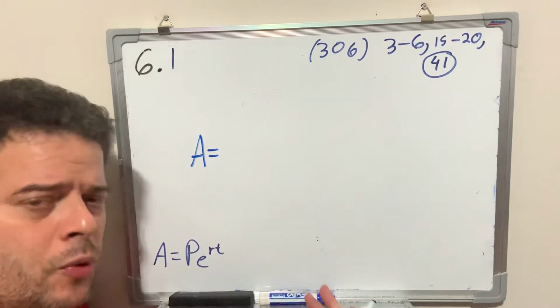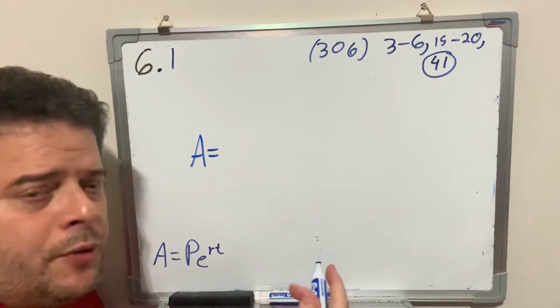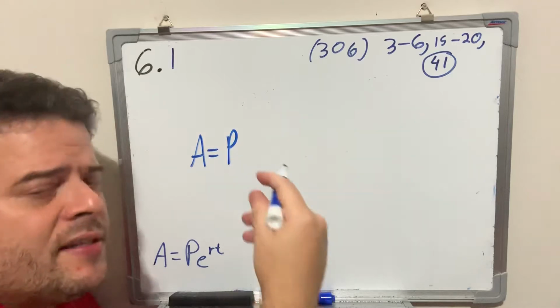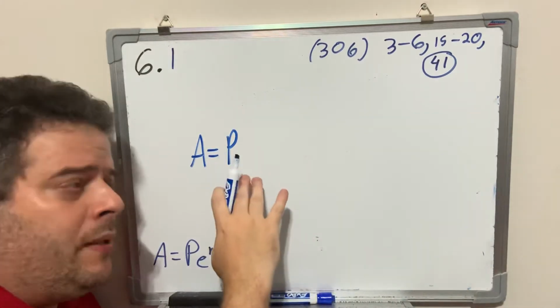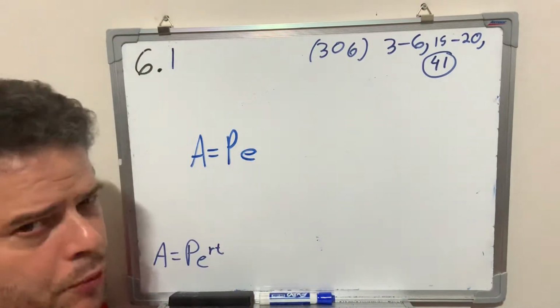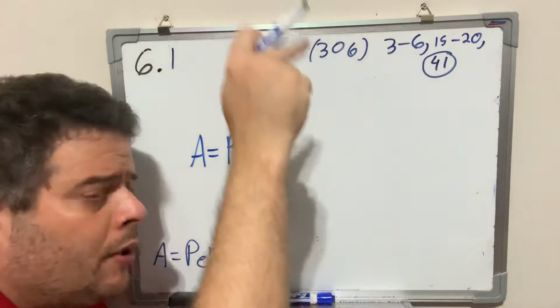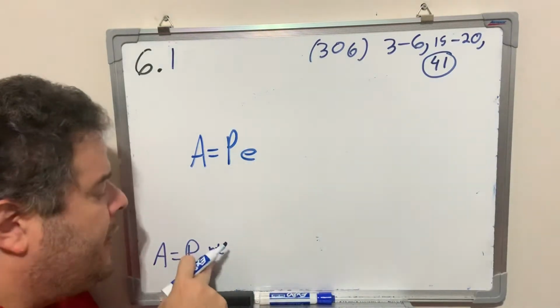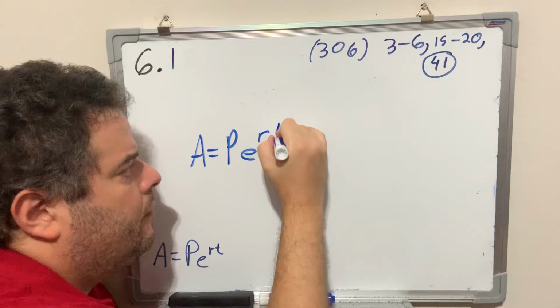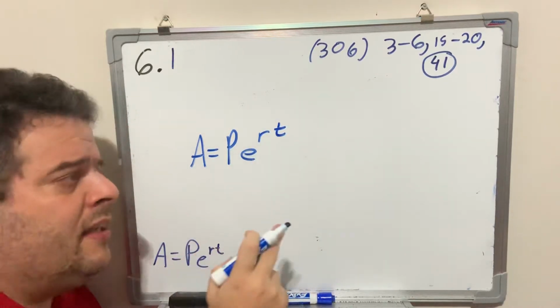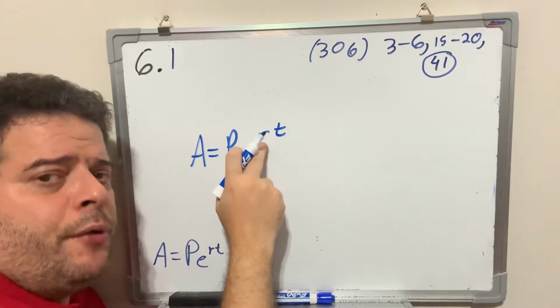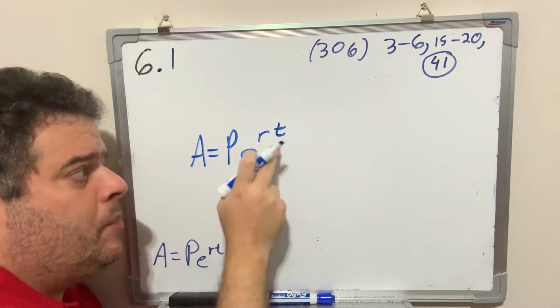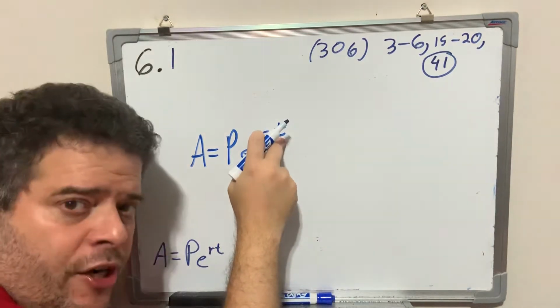A is the amount you end with after the interest rates are applied. P is the principal, which is what you begin with. E is the natural base. It's in your calculator. You just plug in E. And R and T are just like yesterday. The rate of growth expressed in decimal form, that's an exponent, and how many years.